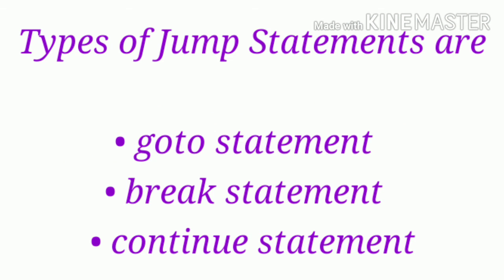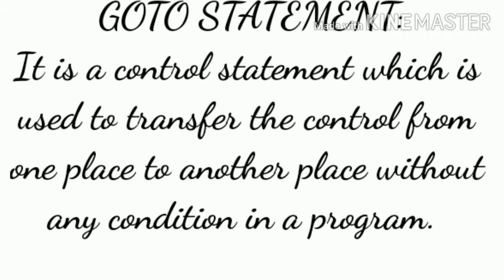It consists of three types, that is goto statement, break statement, continue statement. First, we are going to see about goto statement. Goto statement is one of the control statements because it controls the flow of the program, which is why it is called a control statement. It is mainly used to transfer the control from one place to another place without any condition.